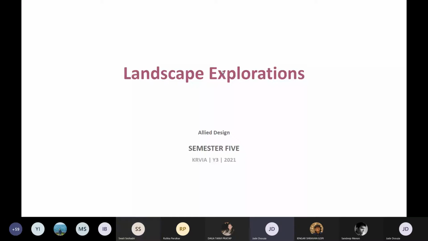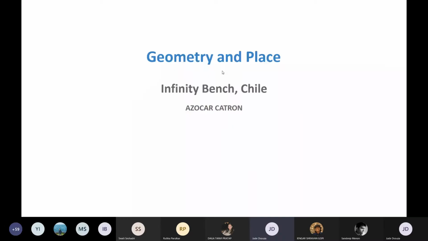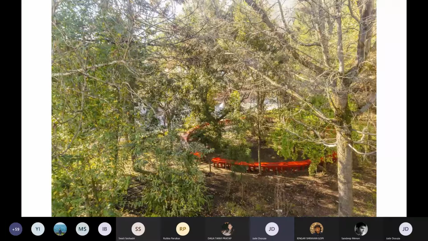Okay. So the first project is called the Infinity Bench, and the idea is looking at how one uses geometry to create a sense of place. This is an existing project. It's a park. And there was a path. If you follow my mouse, there's a path that moved through the park, and it was basically a through route. People are walking through the park, but no one ever stopped and sat down. There was no pause within that park.